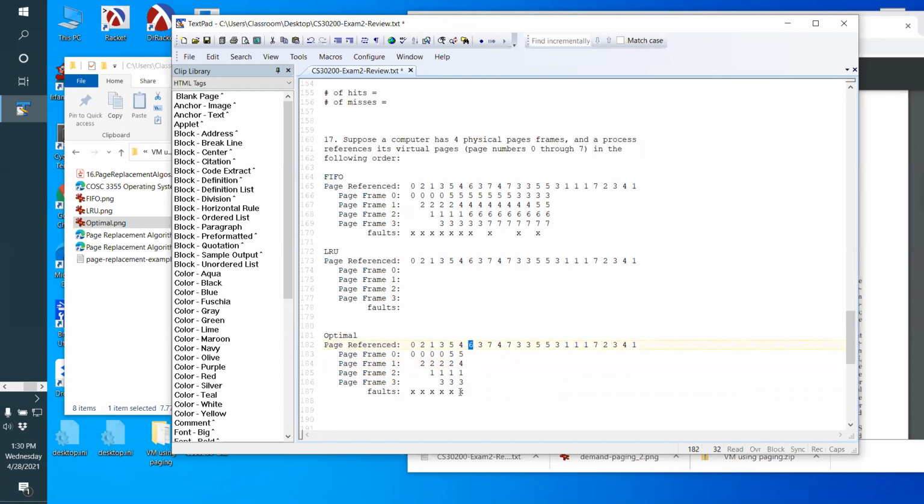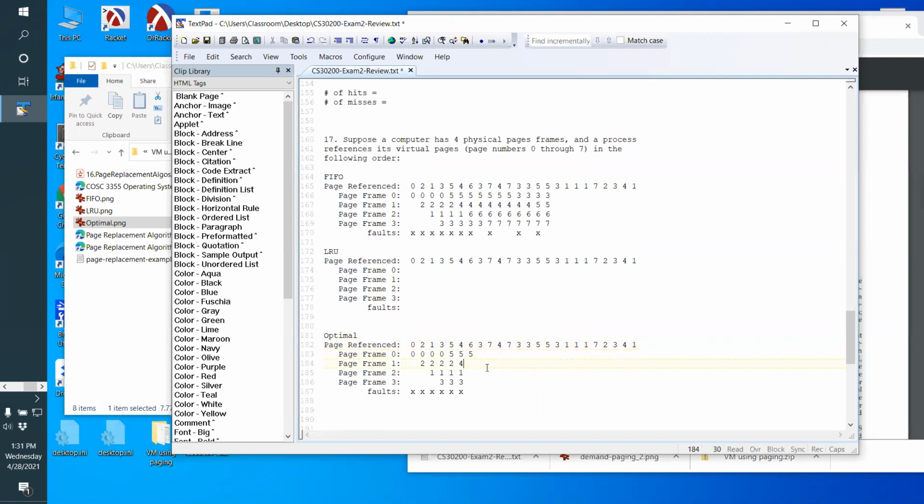6 is not in memory, so we have to boot somebody out. So we do the same thing again. 5 is going to get used here. 4 is going to get used sooner. So 5 is the candidate. 1 is going to get used here, which is after 5. So 1 is the candidate. And 3 is going to get used here. So 1 is going to be used the most distant in the future, so 1 is the candidate to get kicked out.